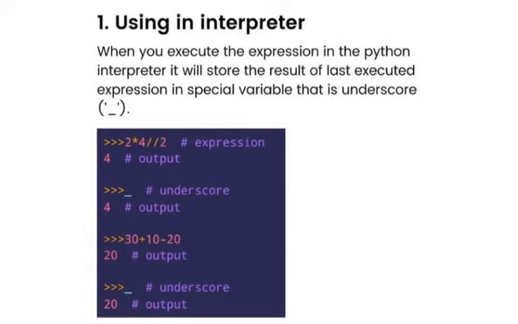So what if I use underscore in interactive mode after executing an expression? It will store the result of the last executed expression in a special variable, and that is your underscore. If you give underscore, you get the result of the last executed expression. Look at example 2. 30 plus 10 minus 20. Your output is 20. And if you give underscore, you get 20 again.